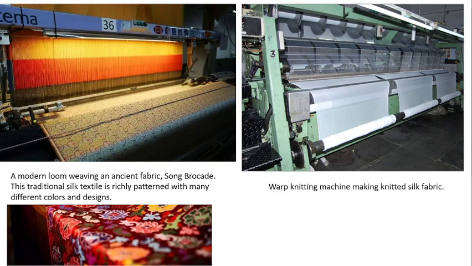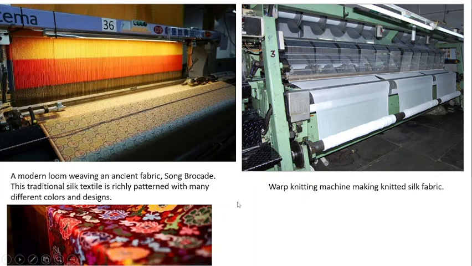And here we have a modern silk loom creating an ancient fabric, song brocade, an ancient textile from China, which features rich colors, patterns, and embroidery, which you can see down here, the finished product. Well, you can see it here too.